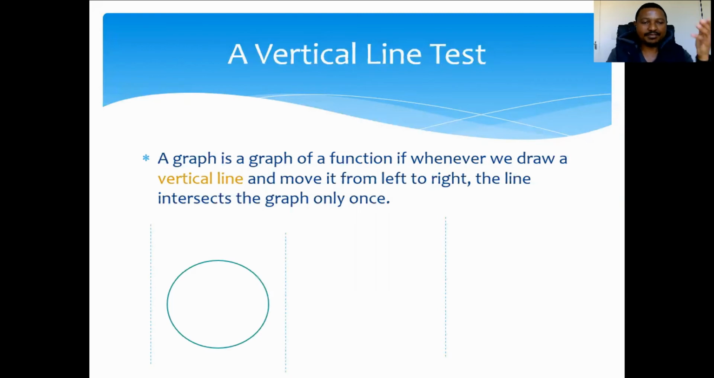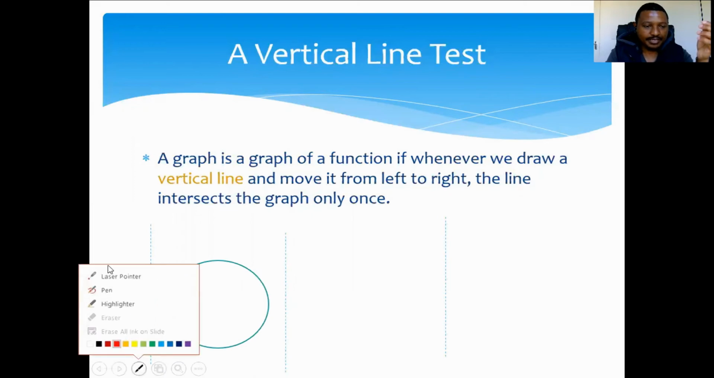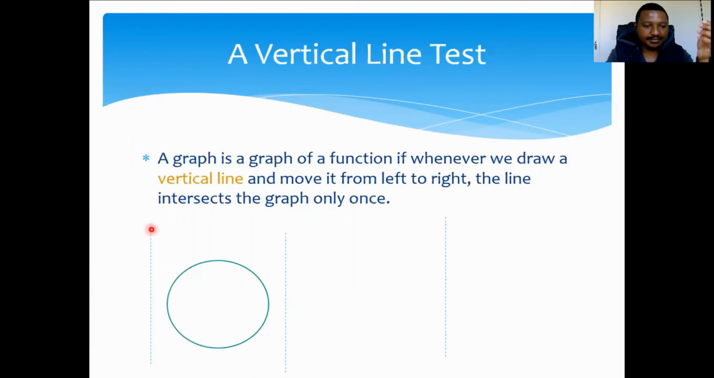So let's say we have this graph. Now the question is, is this the graph of a function? Here is a line there. Can you see the line? Let me point at the line there. Here is the line for us, learners. Can you see the line? We draw that vertical line and then we move it to the left.